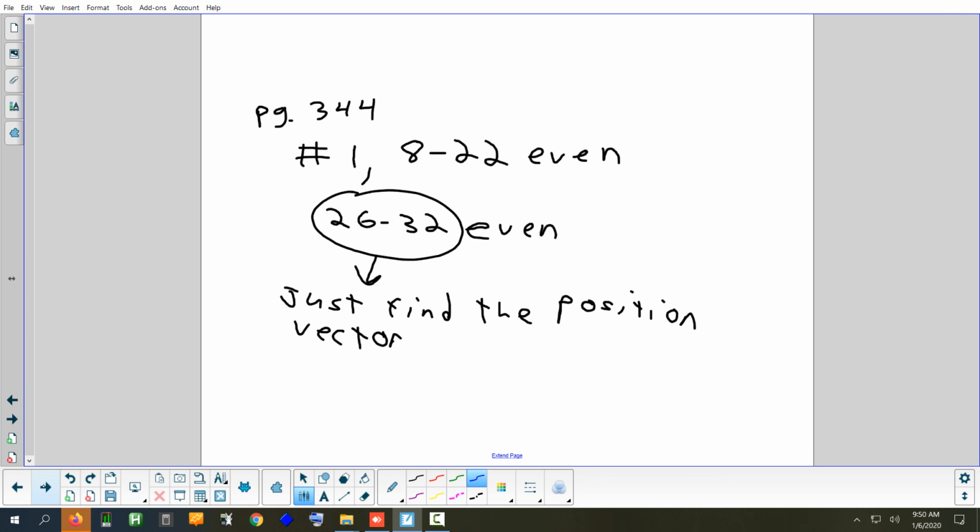So, homework for tonight, it's all evens except for number 1. I think number 1 is like a fill in the blank. It's like a vocabulary question. And then 8 to 22 even, 26 to 32 even. Now, on 26 to 32, if you read the directions in the book, the directions won't make sense because they're asking you to do something I haven't taught you yet. All I want you to do on 26 to 32 is find the position vector. That's it. They're going to say something about i's and j's. We're going to do that tomorrow. So just find the position vector.